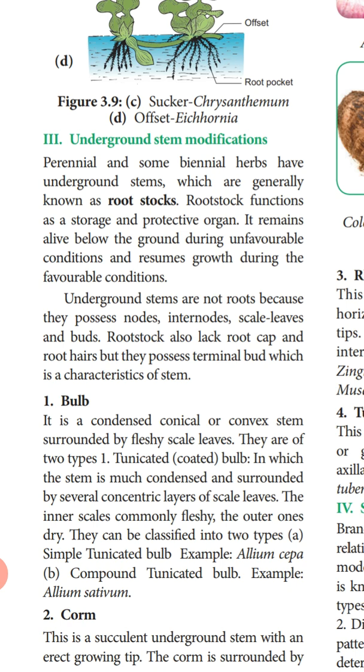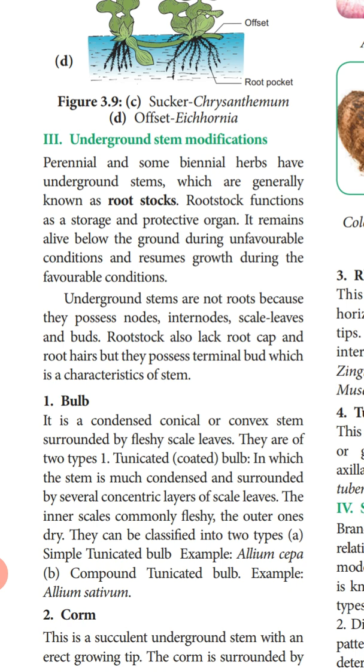So here there are two types. First one, tunicated, that is the coated bulb, in which the stem is much condensed and surrounded by several concentric layers of scaly leaves. The inner scales are commonly fleshy and the outer ones are dry. They can be classified into two types: simple tunicated bulb, example Allium cepa, which is the onion. Next is the compound tunicated.